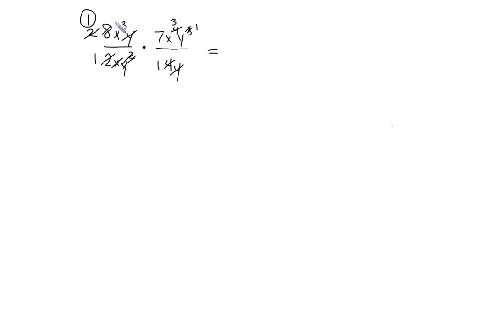So now what I recommend doing, guys, is you need to circle the stuff that's left. Otherwise, you're going to lose track of it. What's 1 times x cubed times 7 times x cubed? And then we have a y to the first over 1, which is just 7x to the 6th y. Questions about that?